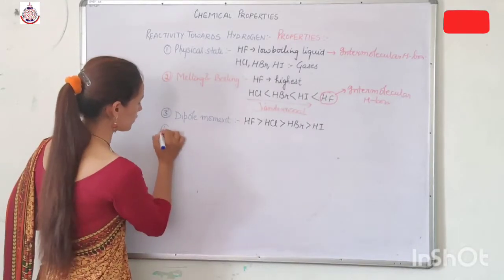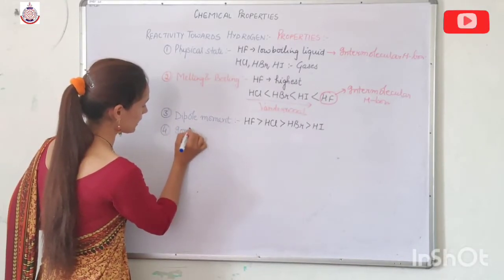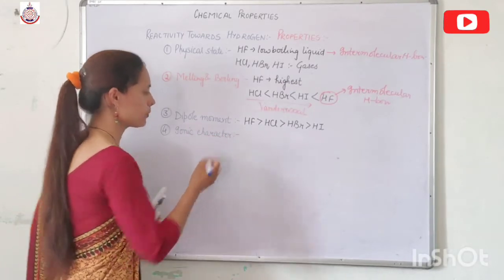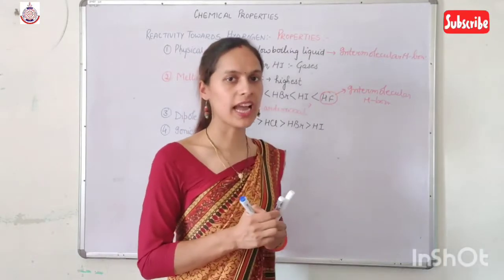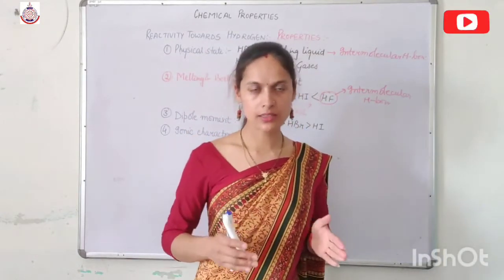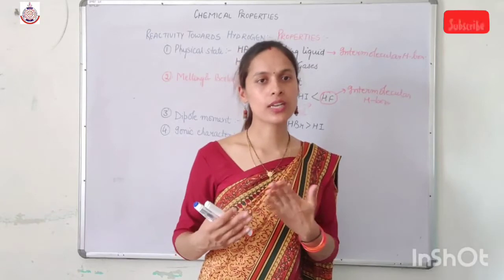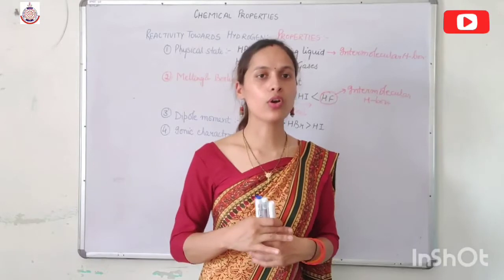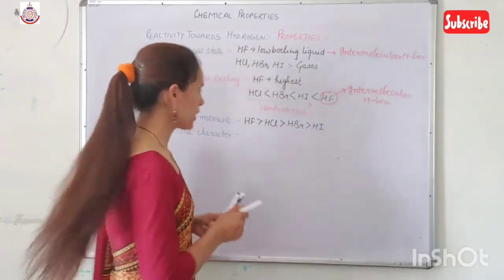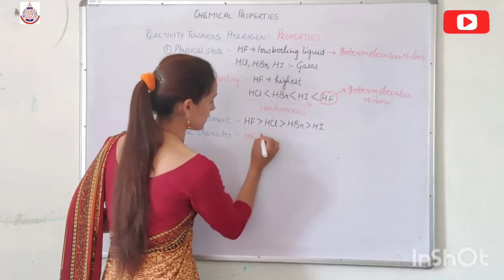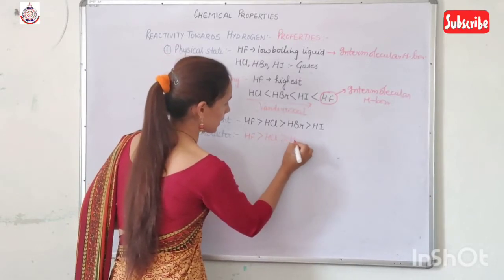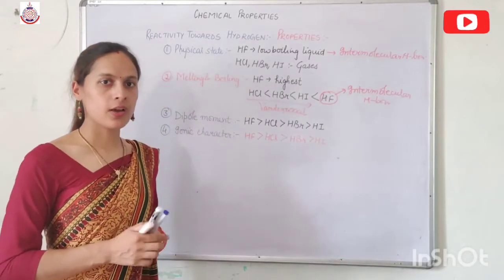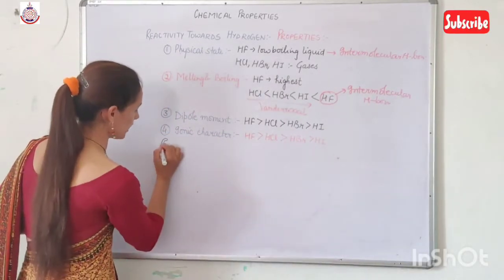Next, we will talk about the fourth property, that is the ionic character or ionic percentage. As we move down the group, the electronegativity difference between the hydrogen and the halogen decreases, and due to this decrease, the ionic character of the bond also decreases. So the order is similar to that of the dipole moment, that is HF, HCl, HBr and HI. The order is the same.